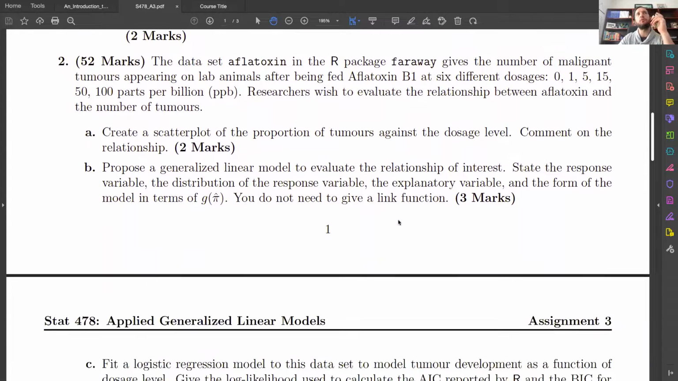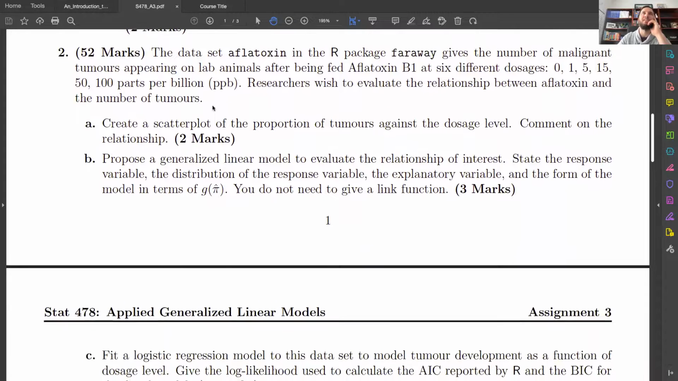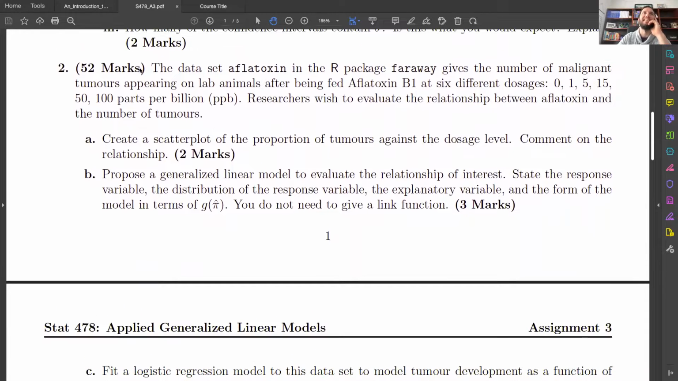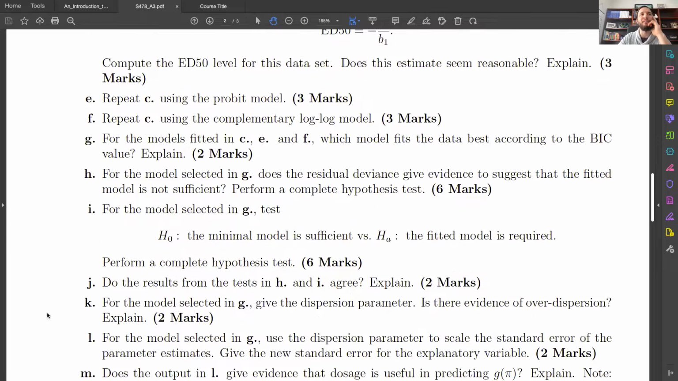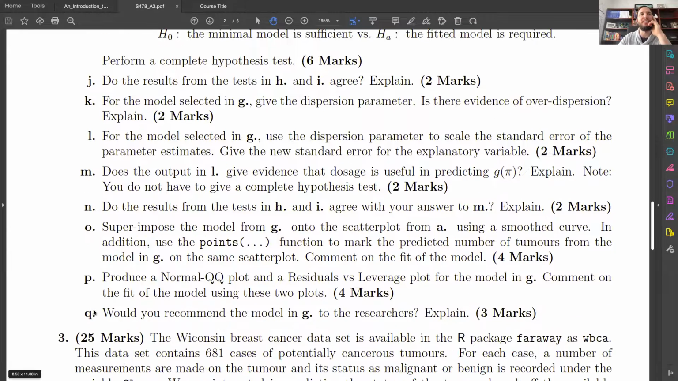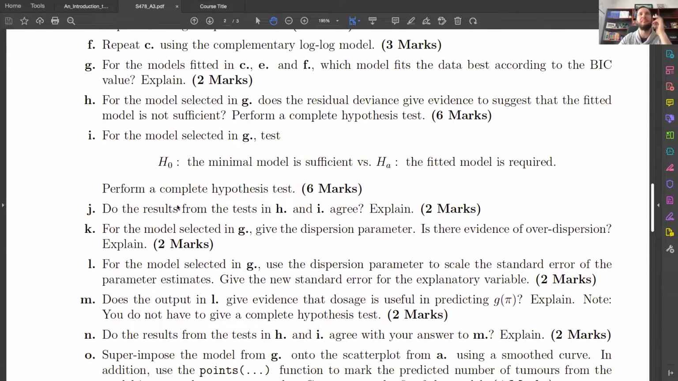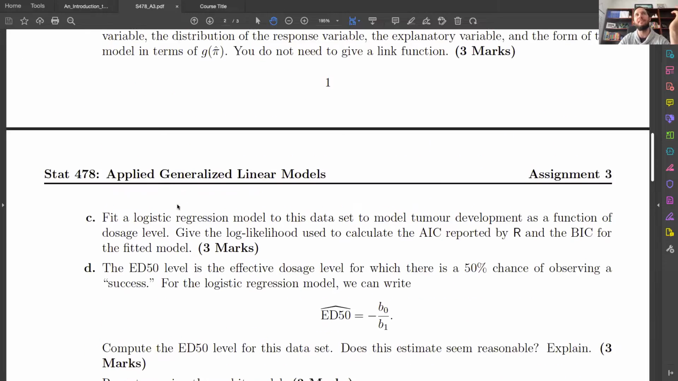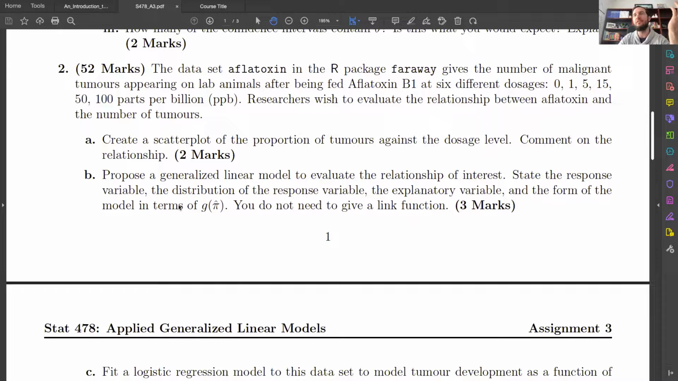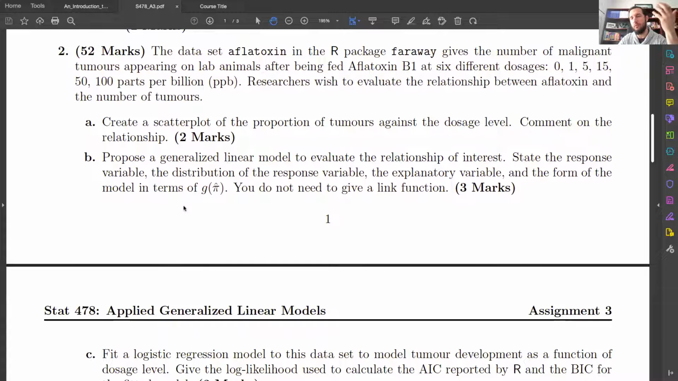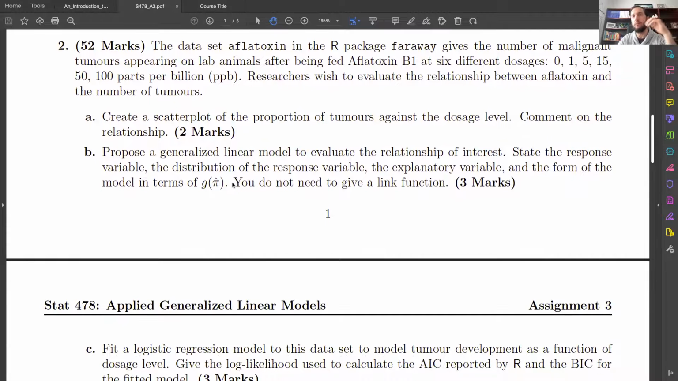All right. Question number 2. Okay. Question number 2 is worth 52 marks, and it is composed of Q different parts, which is kind of ridiculous. But again, the reason for this is to try and walk you through a strategy for evaluating a binomial GLM.